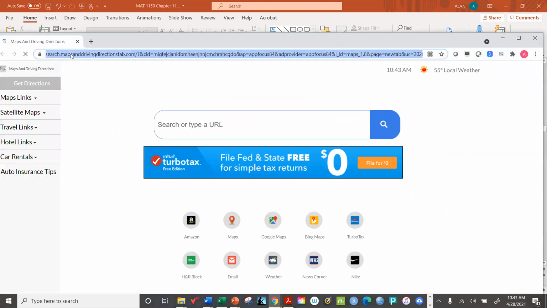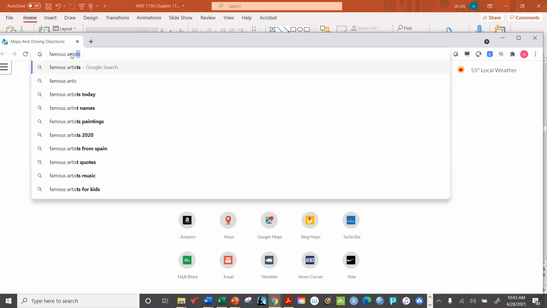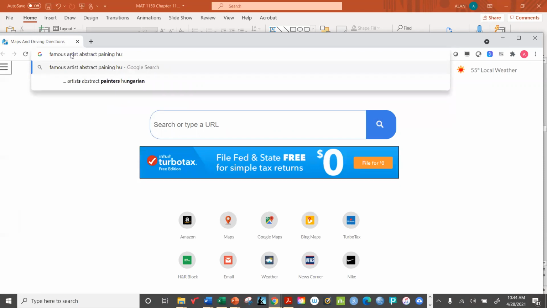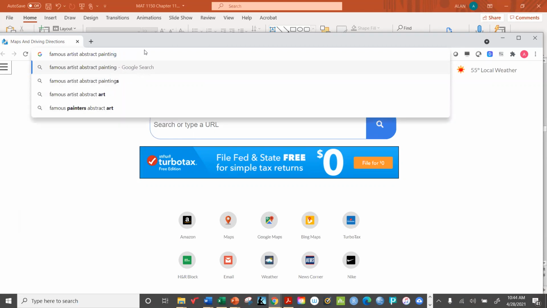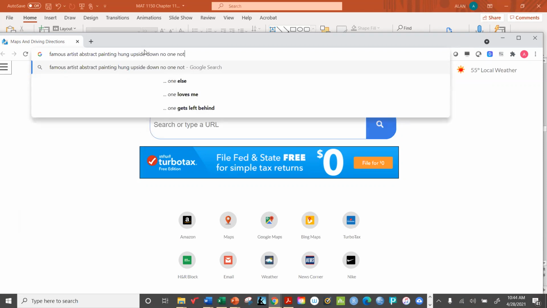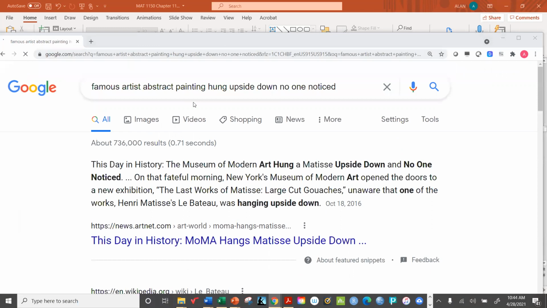But anyway, let's see if I can find it. Famous artist, abstract painting, hung upside down. Oh, somebody knows the story? It was Matisse. Oh, okay. Let's see if we can find it. Man, if Google can come up with this one, I'll be impressed. Oh my God. You are absolutely correct. I see that you are a student of art history. It was Matisse. How do you like that?